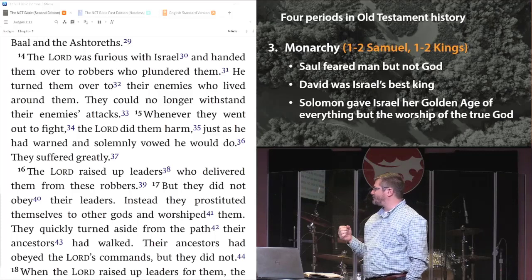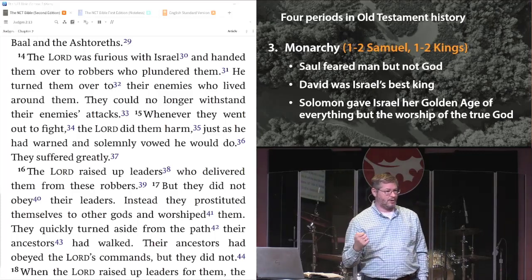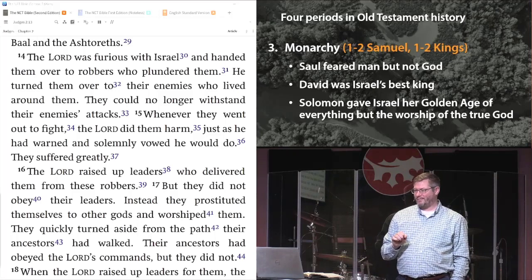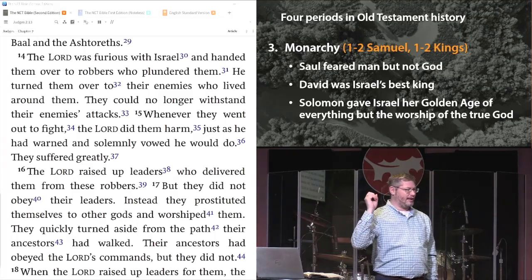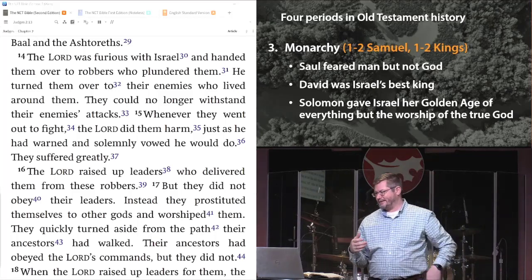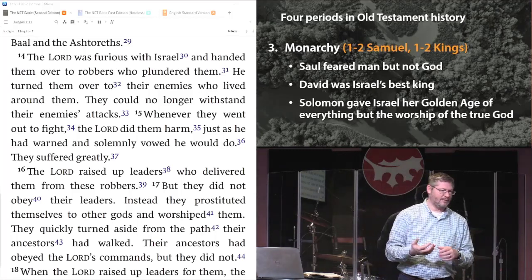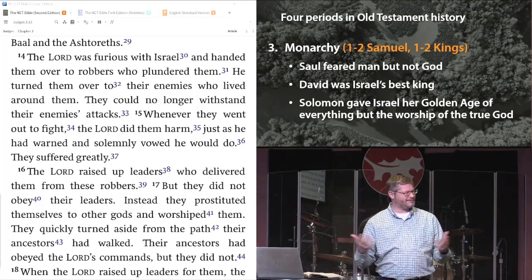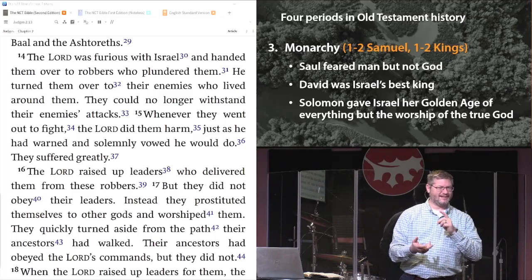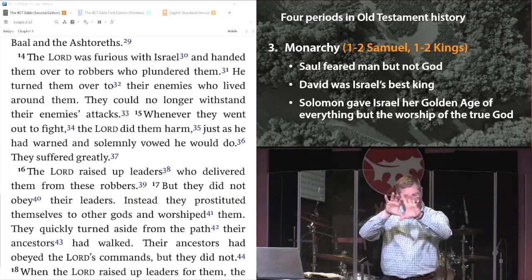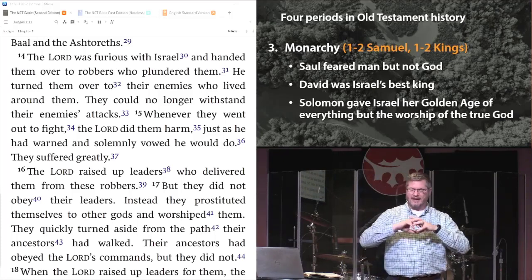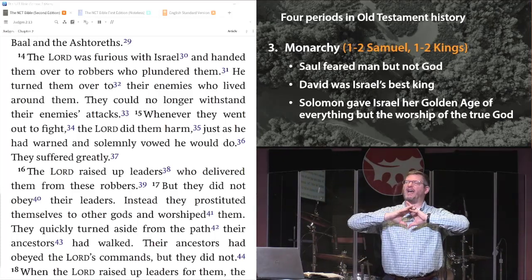And Solomon gave Israel her golden age of everything except for the worship of the true God. It was the golden age of literature. It was the golden age of maths and sciences. One of my favorite passages in 1 Kings is in chapter 4 that talks about Solomon. He wrote botany manuals. Right? He studied birds, he studied plants, he studied herbs, he studied all this stuff. He was prolific. He wrote proverbs, he wrote psalms and songs, and it was the golden age of everything in Israel.